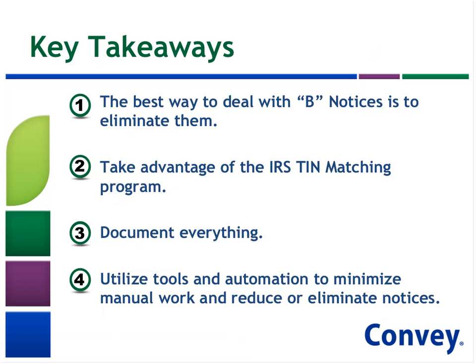So key takeaways. The best way to deal with P notices is to not get them. Not necessarily groundbreaking piece of information there, but there are ways to do it, like taking advantage of the IRS enmeshing program. You need to document everything. And also, utilize tools to automate and minimize the manual work. If you can minimize the manual work that you're doing, it makes the process a lot easier, and ultimately it makes it a repeatable process, which means you get better at it, which means you eliminate notices.